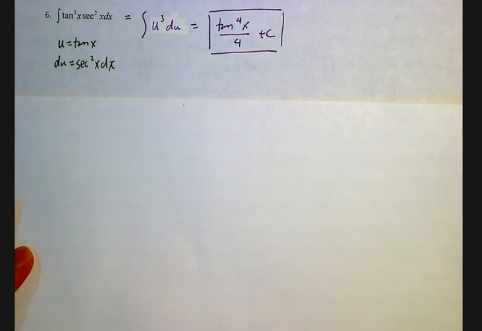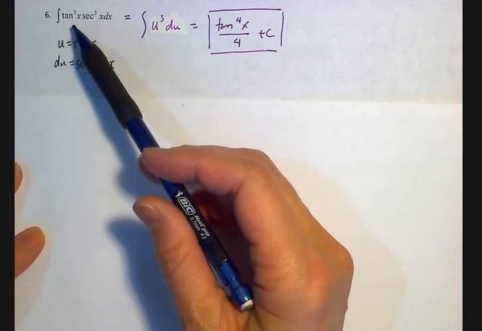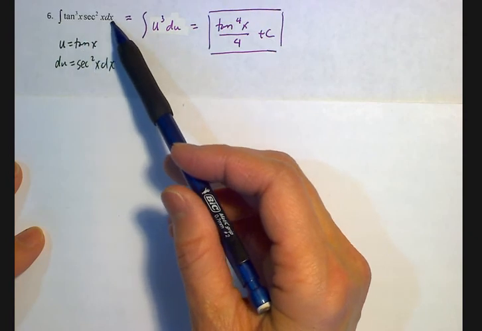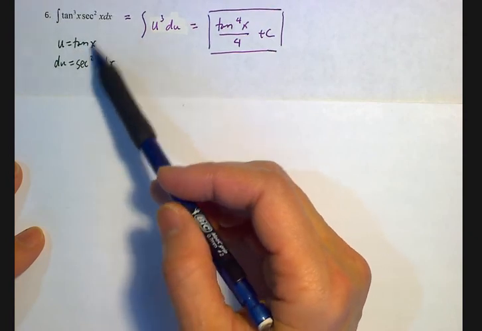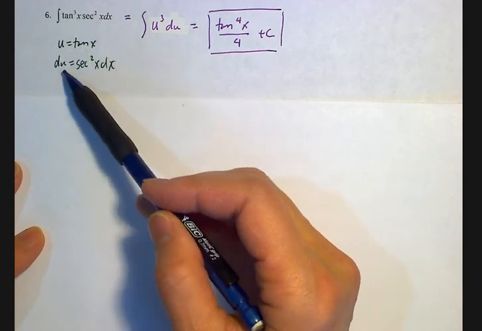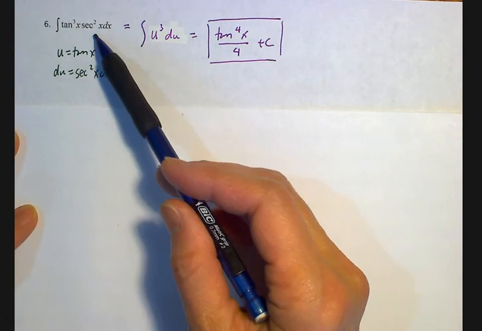This is page 2 of your Chapter 7 review worksheet, and we'll start with problem number 6. You have the integral of tangent cubed x times secant squared x dx. So for this one, if I let u equal tangent of x, then du is equal to secant squared x dx, and then there's a perfect substitution.